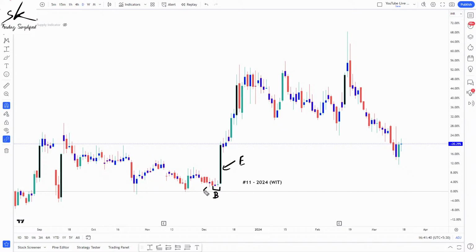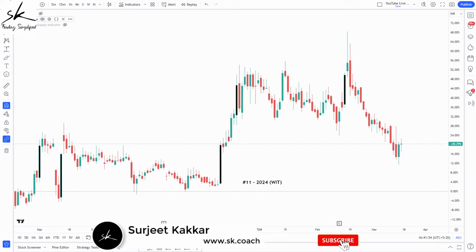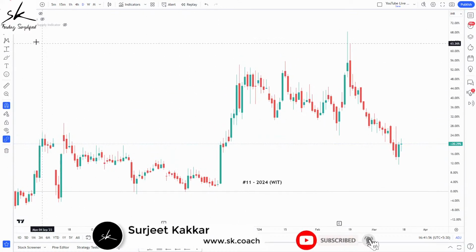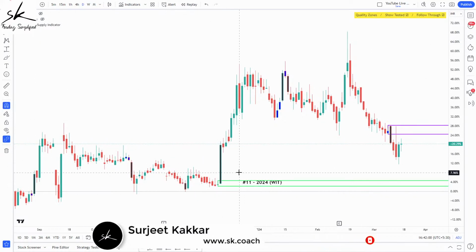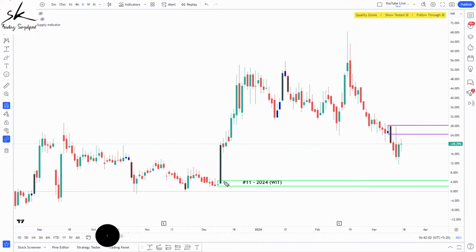Just next to it, I have my basing. Just next to it, I have an exciting candle, which you can call your leg in. So basically, we have a drop-base-rally structure available to us. Even if I was using my free tools, I can see this drop-base-rally. Even if I visually see, I can see this drop-base-rally. But the demand and supply zone indicator is much more advanced. It is also telling me it's a drop-base-rally, but it is further fine tuning the zone and telling me that this candle should be taken as the leg in. So that's my drop-base-rally.